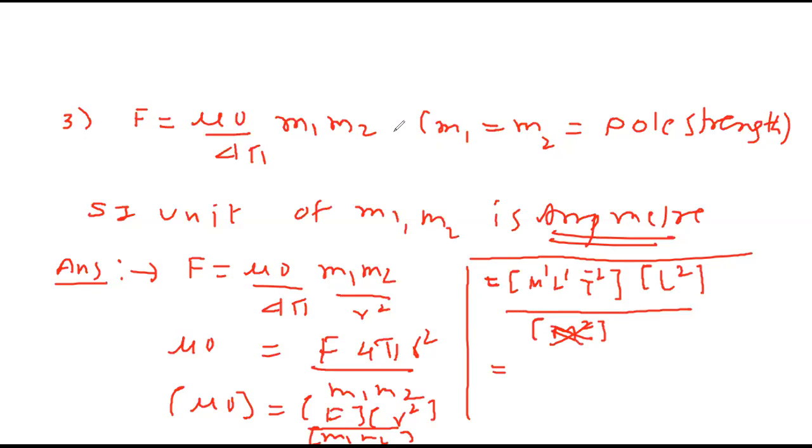What is ampere ka dimension? A. And meter ka L. So this will come A1 L1 into A1 L1, ampere meter. Now L1, L1, L2 I can cancel. So I get M1, L1, T minus 2, A raised to 2. So this is the dimension of permeability of free space.